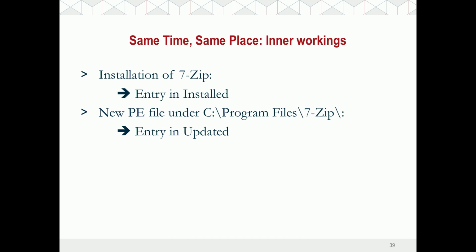So to get back to our scenario, when the user installed 7-zip, an entry was created in installed. And this entry contains the path to program file 7-zip, and then the list of every binary, so exe and DLL, that are under this directory. And then when the attacker came on the system and put the new binary inside 7-zip, the directory indicators changed, so you have an entry in updated. And in this entry, you still have the list of every binary located under program file 7-zip.